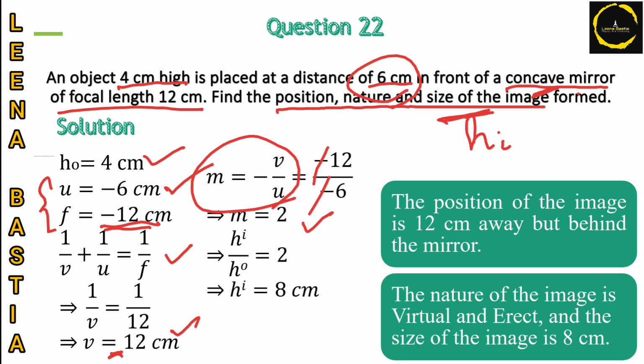HI by HO equals to, that's equal to how much? That is M. So in place of M directly we have written 2 here. HO value is how much? It is 4. So just multiply both of them. After multiplying you will get 8 centimeter.